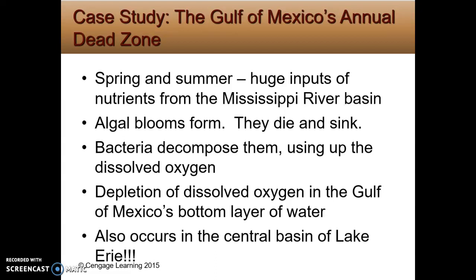Now remember, the water has to be deep enough to have a thermocline, which we covered in a previous unit. And with that thermocline, the surface water does not mix with the deeper waters due to a density difference. And so because of that, all that oxygen that gets used up in the bottom parts of the water never gets replenished, or it doesn't get replenished until later in the season. So in the meantime, you have a dead zone.